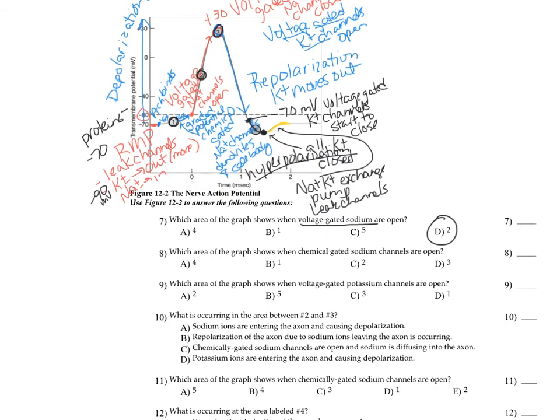So that was 3, and 8 was 1. Okay, right there. What's occurring between 2 and 3? It's just another way to ask this, right? I just keep asking kind of the same questions, but what happens between 2 and 3? The sodium ions are entering the axon and causing depolarization, right?